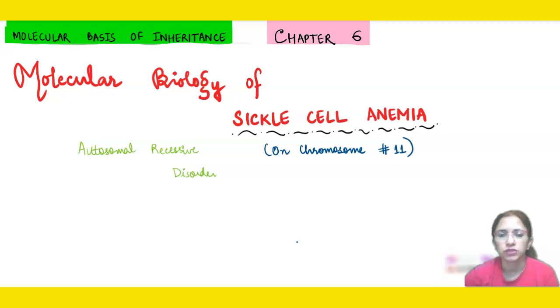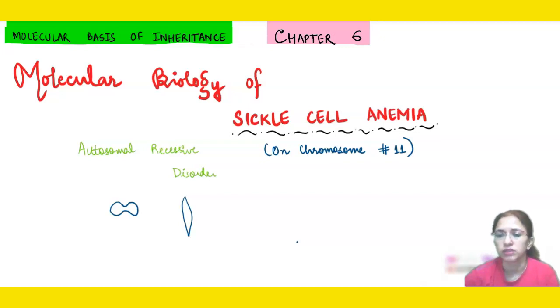So sickle cell anemia is a disorder which happens on chromosome number 11. That means it is a disorder of the autosomes, because chromosome number 11 comes in the category of autosomes. In sickle cell anemia, what actually happens is that RBCs, which are normally biconcave in shape, and which have hemoglobin pigment inside them that carries oxygen, become sickle shaped. A person could be homozygous for this trait or heterozygous.